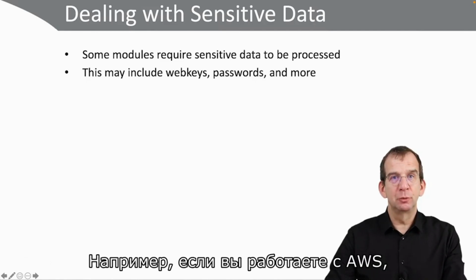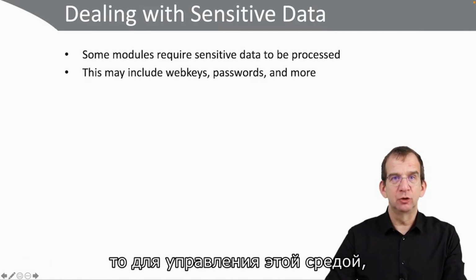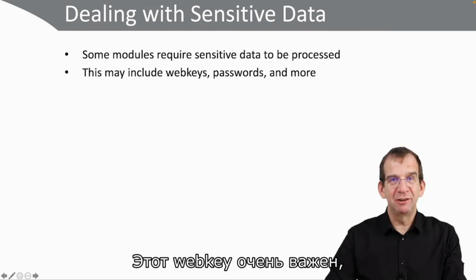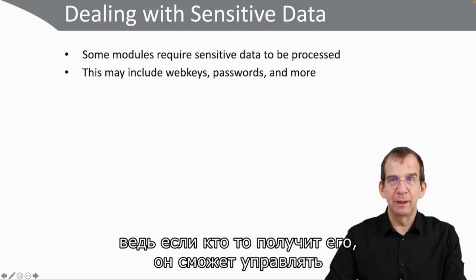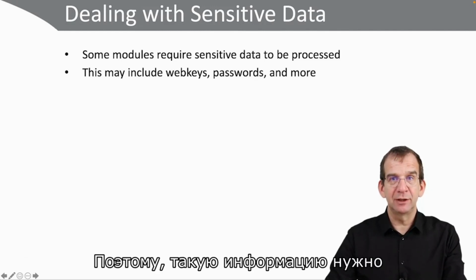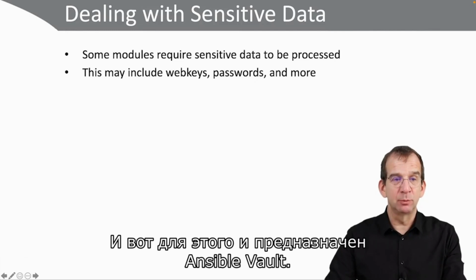If, for instance, you want to manage AWS, in order to manage AWS, you need to store a web key somewhere. This web key is very sensitive. Somebody steals it, they can spin off instances on your account. That will cost you lots of money. So that's something that you better protect in a real good way. And that's what Ansible Vault is for.